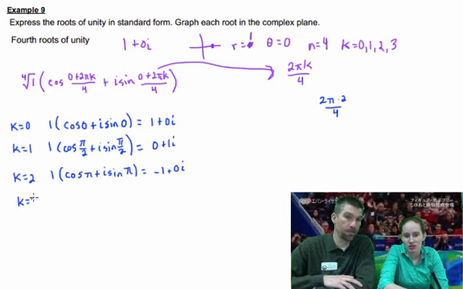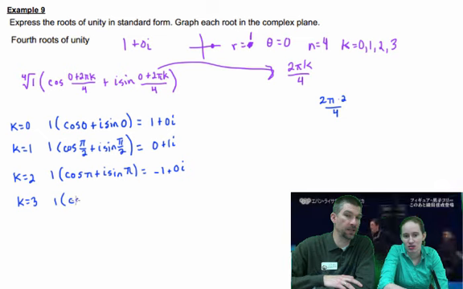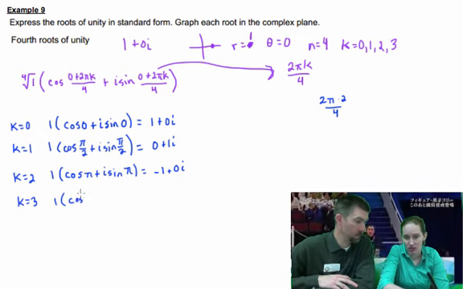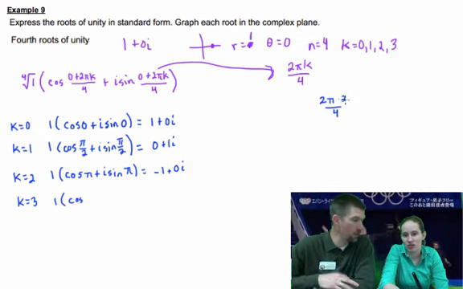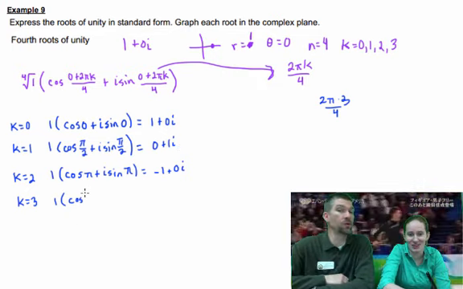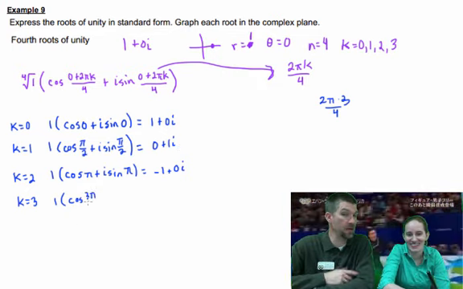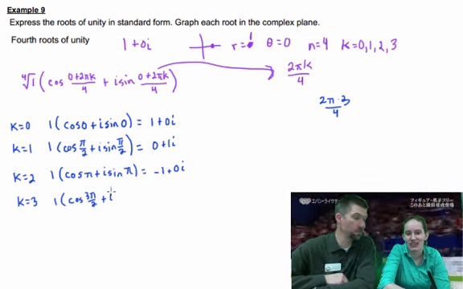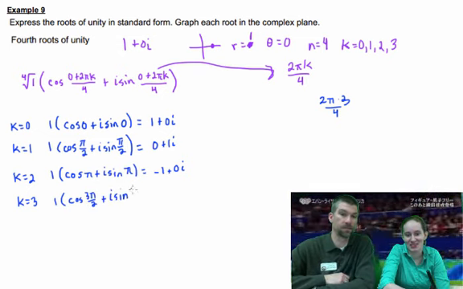And k equals 3. I'm just going to guess that it's going to be 0 and -1i. Okay. Just guessing. Why do you ask? Because 2 times pi times k in this case is 3, so that's going to be 3 pi over 2.